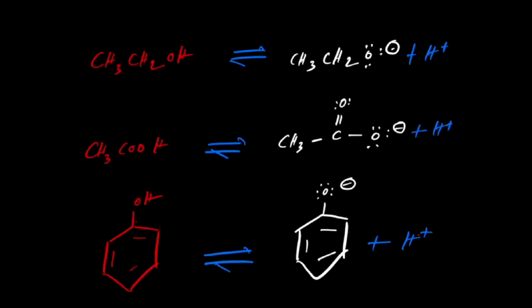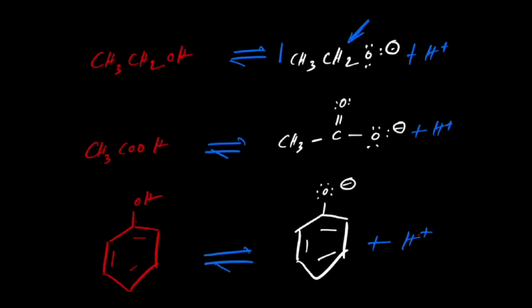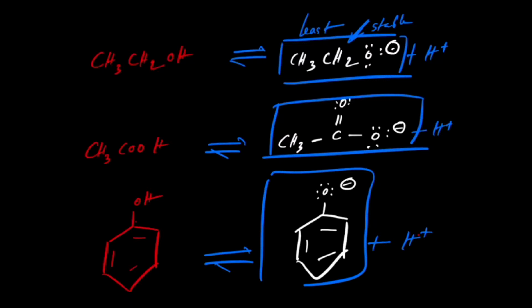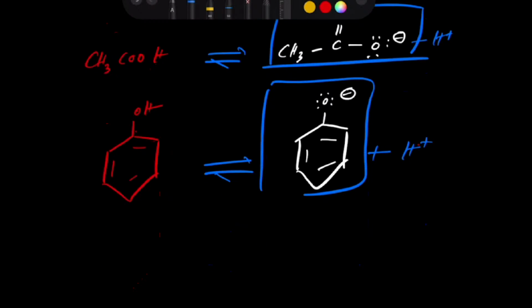Now, here the negative charge is localized. If it is localized, it is very reactive because it is concentrated at one single center. So that's why it is least stable. Here it is delocalized, we just saw. Here also it is delocalized. I'll write down the resonance and I'll tell you why it is delocalized.